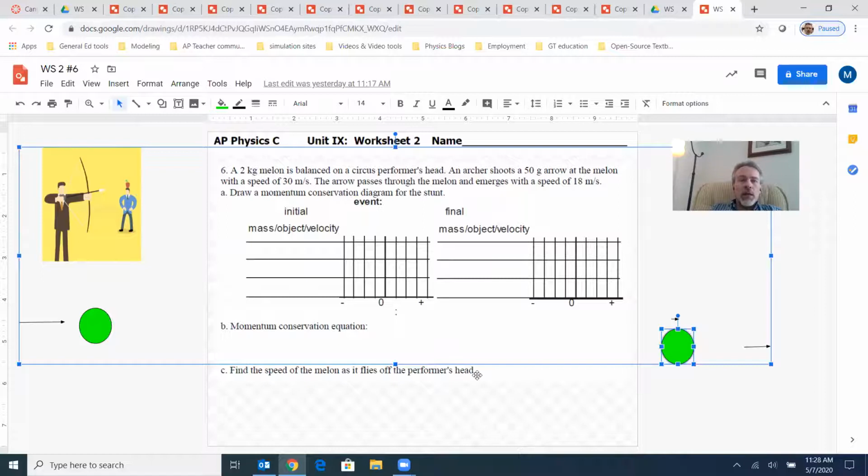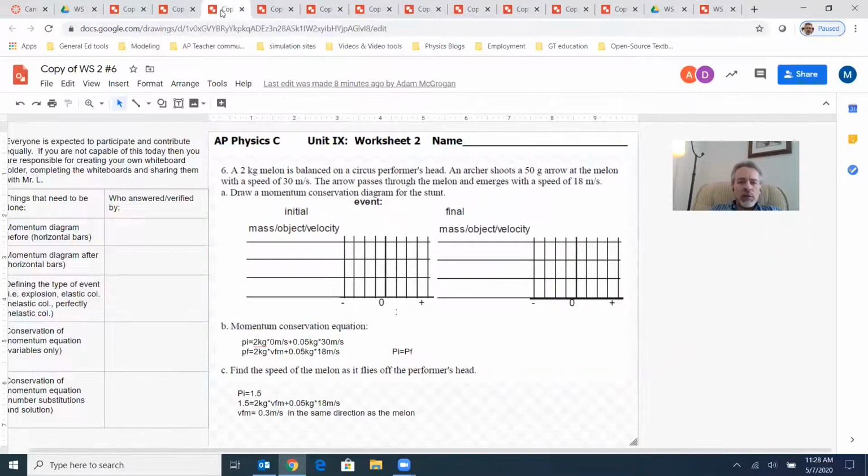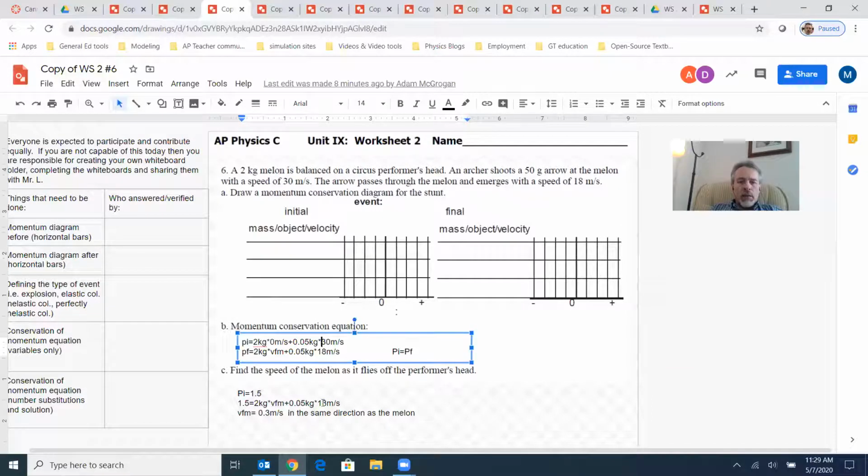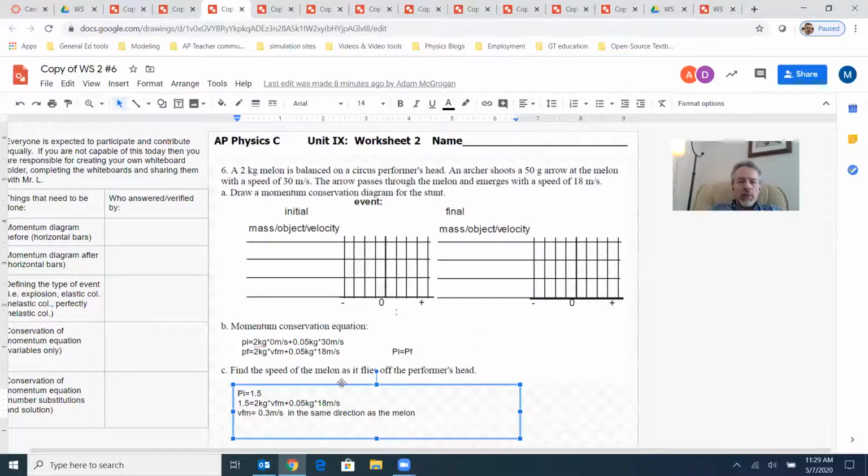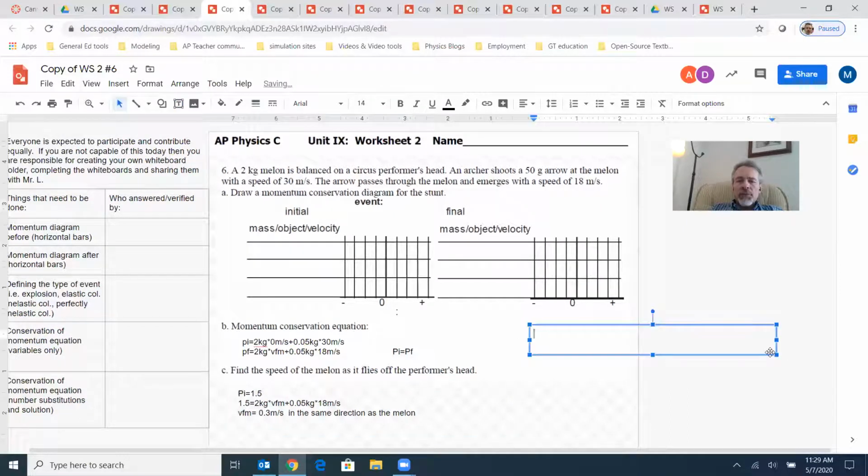So anyway, I'm just going to pick somebody at random here and see what kind of answers they got. So here's their momentum equation right up here. And then they calculate it and they got a velocity of 0.3 meters per second. Okay, so I want to show you what I mean by doing the calculation. If it's elastic, which we're all pretty sure it's not, then that means that EK initial equals EK final.